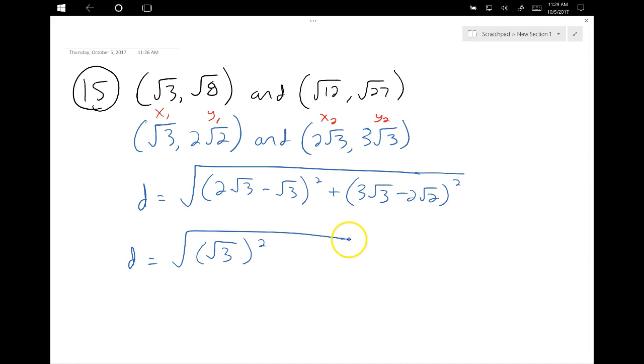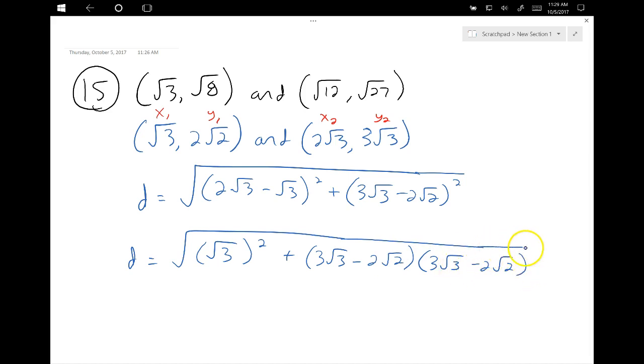squared. For the second one, those are not like terms. Root 3 and root 2 are different, so we have to combine those a different way. Keep in mind when you square, you cannot distribute the squared if there's a plus or minus in between. Instead, we keep in mind that when you square something, you're multiplying it by itself. So we're going to FOIL here instead.